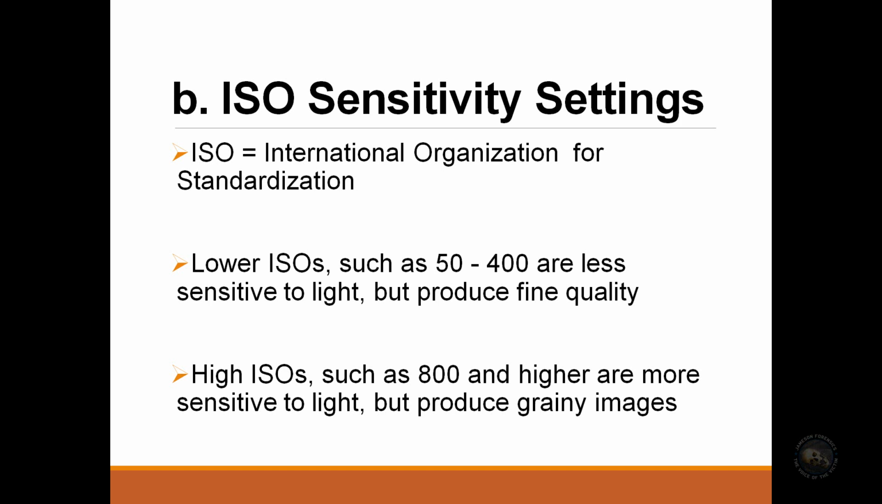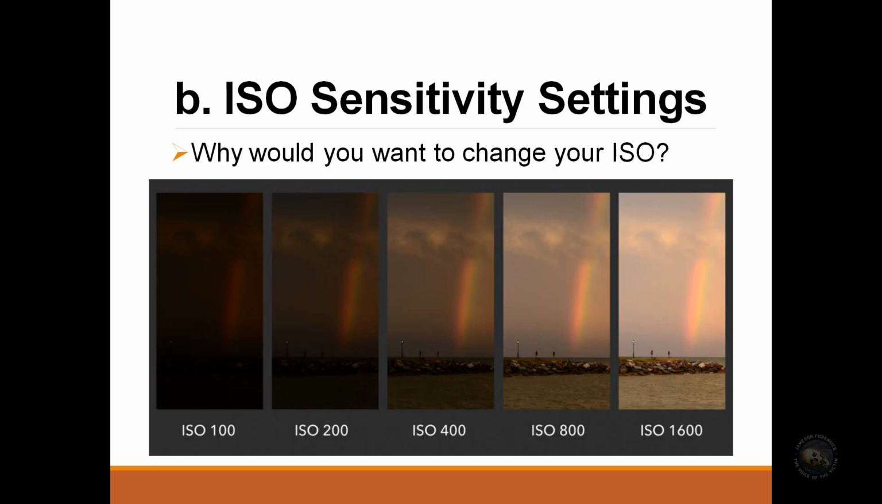As you can see here, I typically choose between 100 to 400 because I don't lose quality inside of my photographs. So why would you want to change your ISO? Well, you can change it to add or reduce light when needed, or when the lighting conditions are bad, like cloudy, poor indoor lighting, or night photographs.